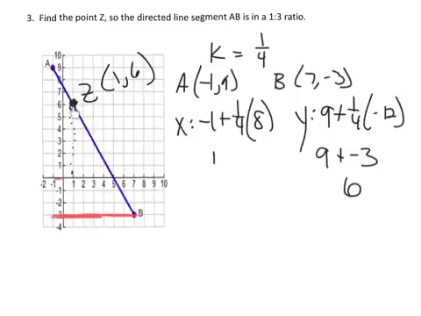Point Z divides line AB into a ratio of 1 to 3. So Z is 1/4 of the full length of AB. This kind of shows you visually what we are doing. And we're going to work a lot more of these in class so you get more comfortable with this process.